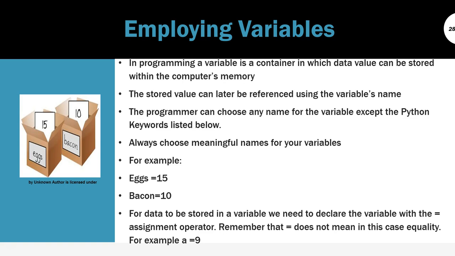For data to be stored in a variable, we need to declare the variable. We first declare the variable. That means we assign it a value. So later on, instead of having to rewrite values over and over again or change our programming, all we need to do is to recall the variable with the assignment operator. I know that you might think that the equal sign in this case means equality, but in Python it means assignment. Please remember that. The assignment operator in this case doesn't mean equality. For example, we wouldn't say a equals 9, but we will say a is assigned the value 9.